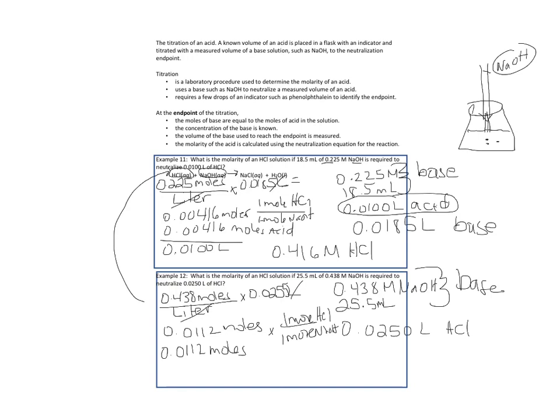Molarity, which is concentration, is moles divided by liters. We have 0.0250 liters, and we have 0.0112 moles. So 0.0112 divided by 0.0250 liters should tell us the concentration of our acid. And I get 0.447 molar HCl.